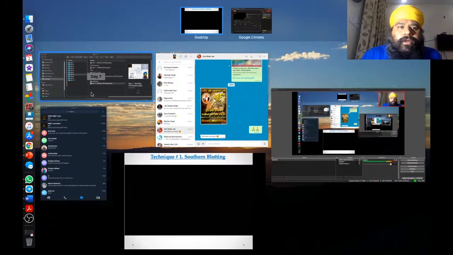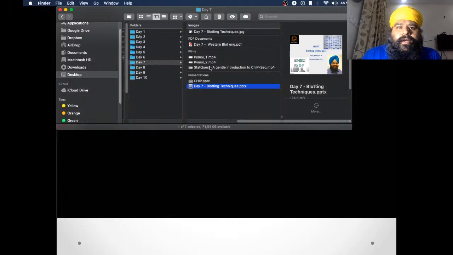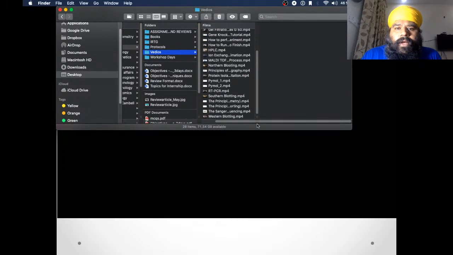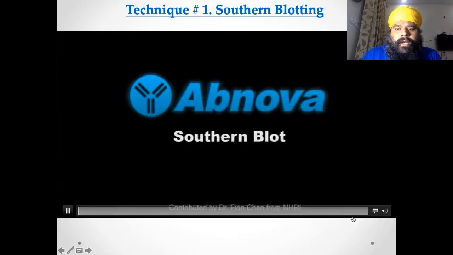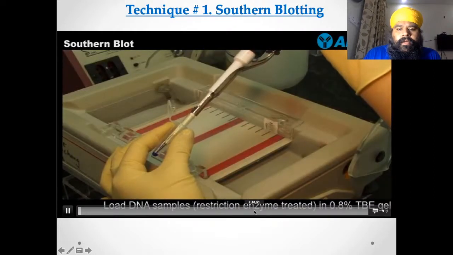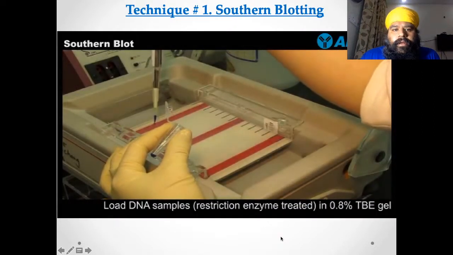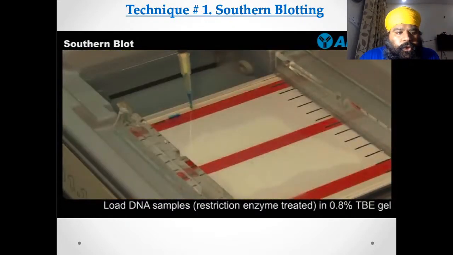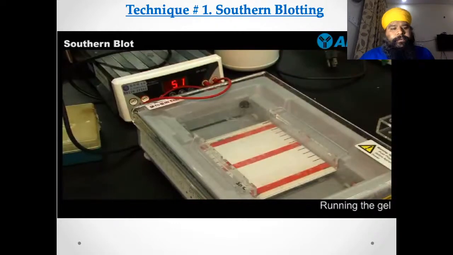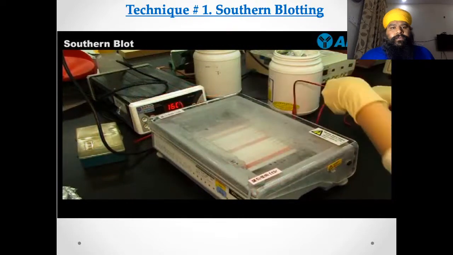So let's see how Southern blotting is done practically. I think I don't have videos for that. Okay, I will play this video. It will not have any sound, but you can have a look. Subtitles will be coming showing how this Southern blot technique is done in the lab. This will be a virtual lab for the same. So enjoy this video about Southern blotting and practically how you do it. I'll just come in a second.